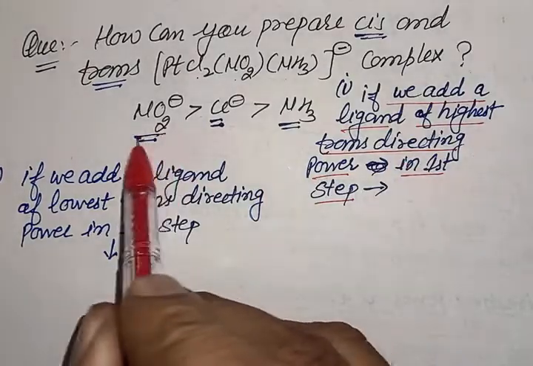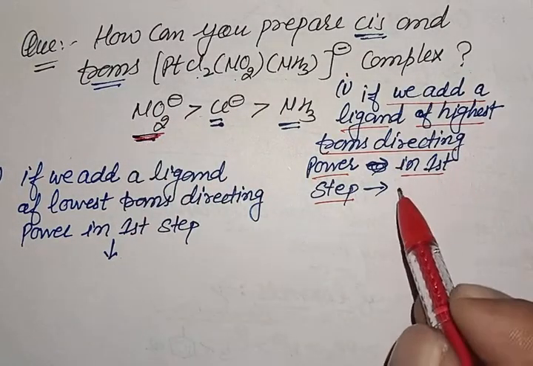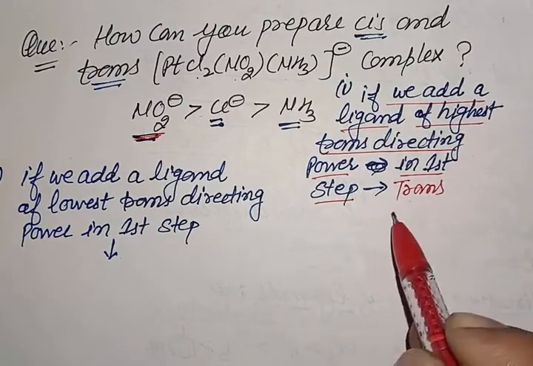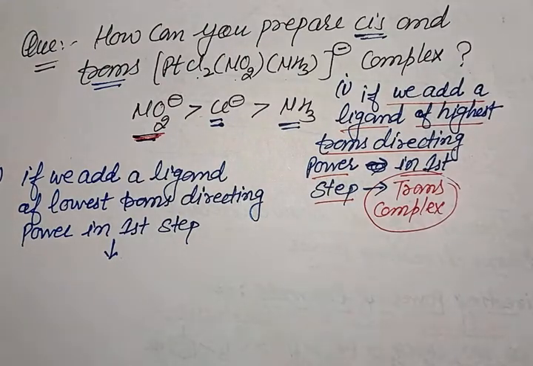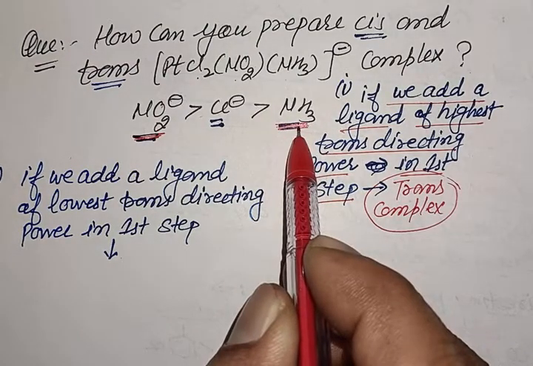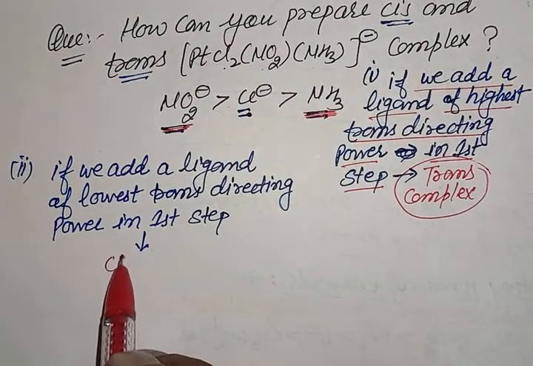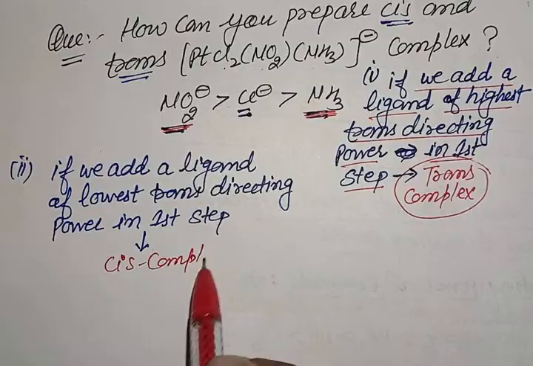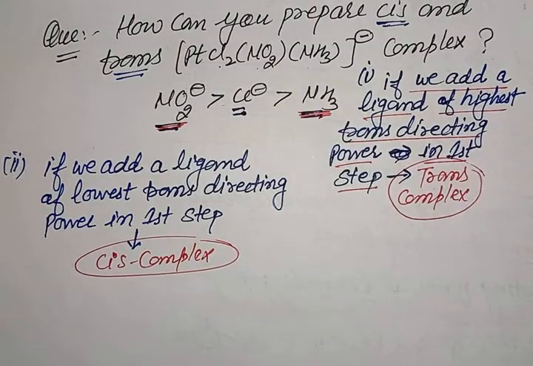So if we add the ligand which is having the highest trans directing power in the first step, in this case the trans complex will form. And if we add a ligand which is having the lowest trans directing power in the first step, in this case the cis complex will form. So let's apply this concept in this case.